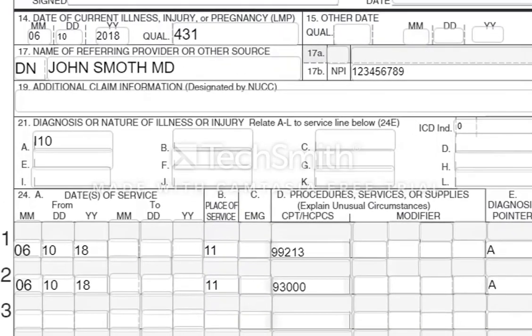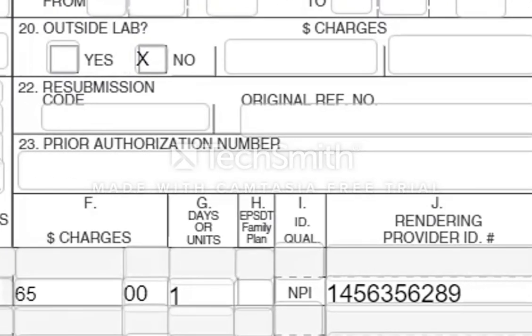21, this is where we will put that diagnosis code. Okay, make sure you put that ICD indicator. Almost everybody should be using ICD-10 CM, so the indicator would be 0. And then fill in the ICD codes A through L. In this case, we have I-10 for hypertension. Block 22 will be a resubmission code. On the left-hand side is where we would type the resubmission code itself. On the right-hand side is where we would put that reference number for the original claim that we sent in.